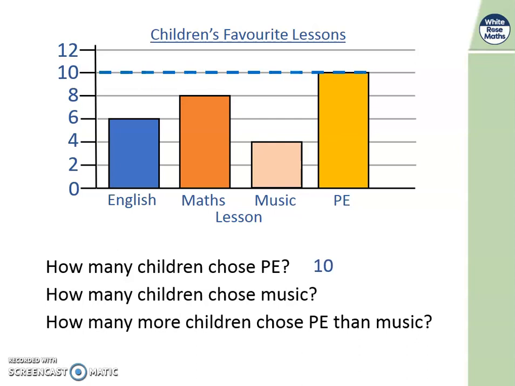Well done if you spotted 10. How many children chose music? 4. And how many more chose PE than music? Count up in 2, 4, 6. Because each bar is worth 2.